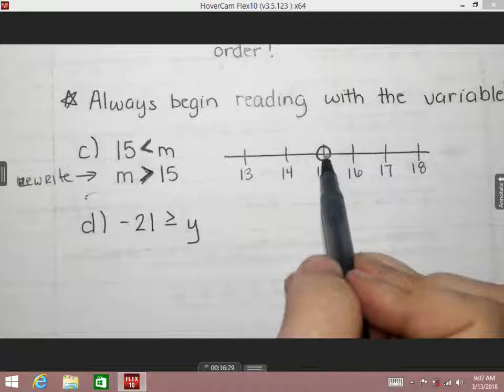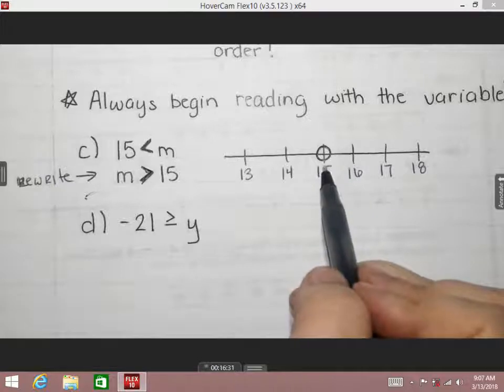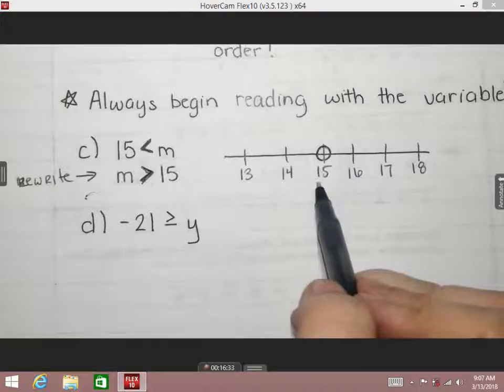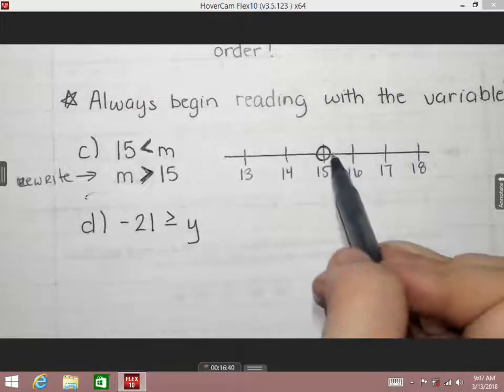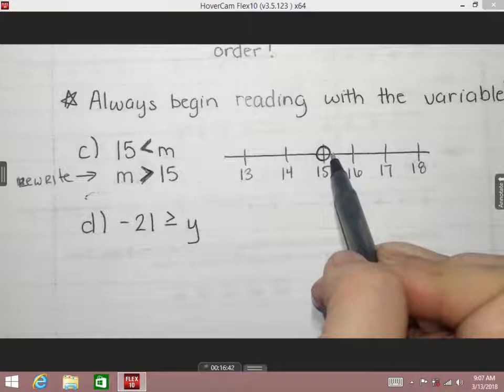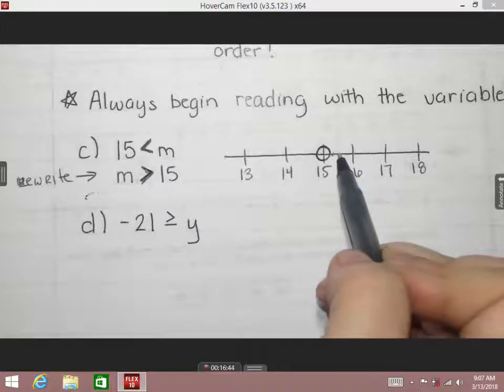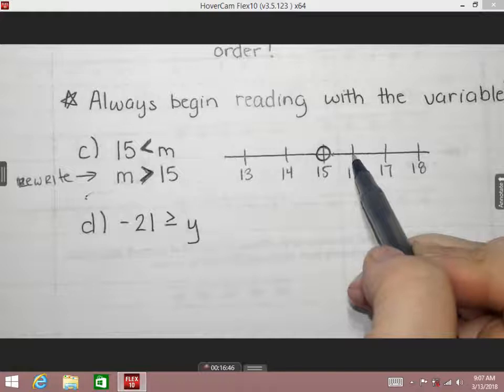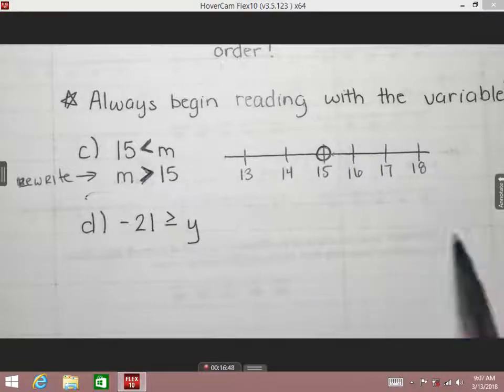It's kind of like a ghost circle. That circle is important. 15 is important. But M can't actually be there. It's just going to start there. Because if M is greater than 15, can M be right here? Yeah, that's bigger than 15. Can M be here? Here? Here? All the way down that line. Okay? So that's why we're using an open circle, because an open circle signifies, hey, this is an important number, but my variable can't actually be that number.